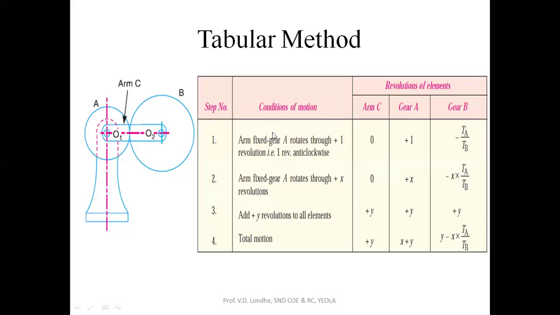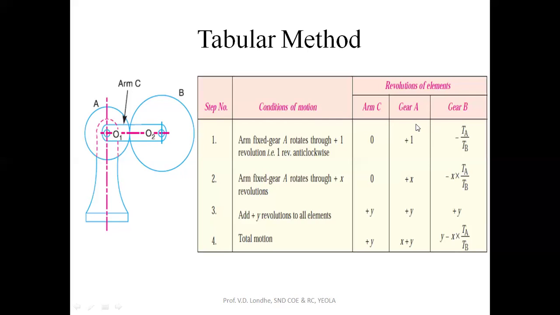So the first step is to fix the arm. Arm C is fixed, and you just rotate gear A. That is, to the gear to which input is given, you give +1 rotation. Clockwise rotation is plus and anti-clockwise rotation is minus. So you fix the arm C and give +1 rotation to gear A. In the table, arm C is fixed, so the motion of the arm is 0. Gear A is given +1 rotation.